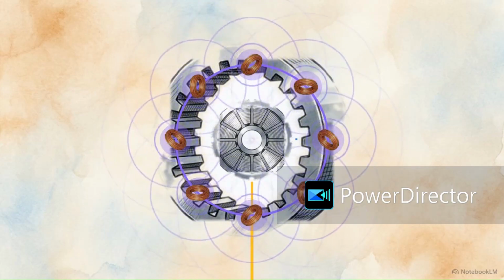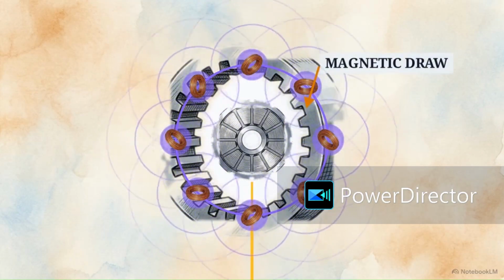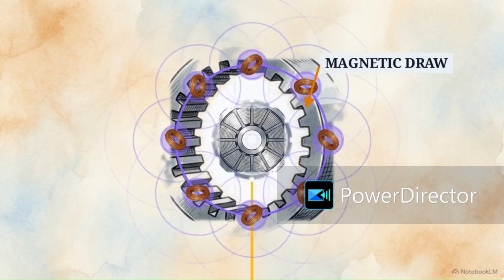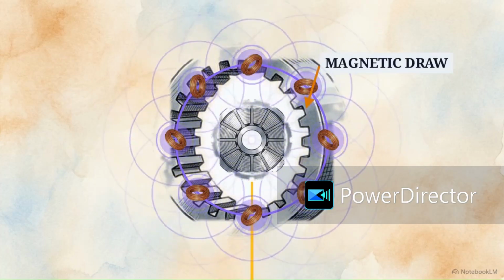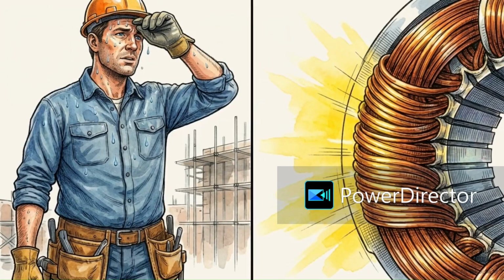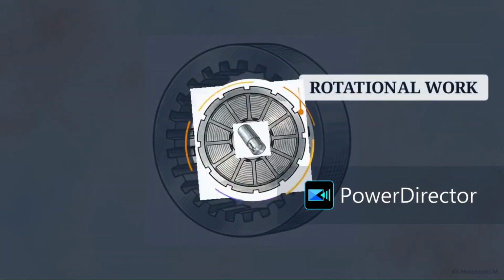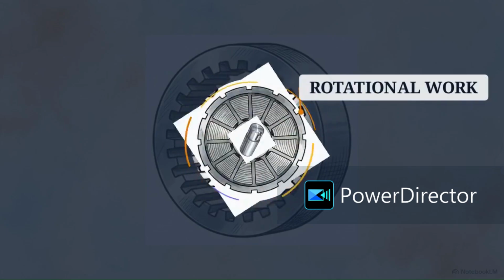Notice how the center of the motor is completely still. Maintaining that magnetic field requires energy from the grid, but that energy isn't yet spinning the motor shaft. Engineers call this background energy reactive power. Like the bricklayer's sweat, reactive power is the essential effort required for the motor to exist and function, but isn't the final output.